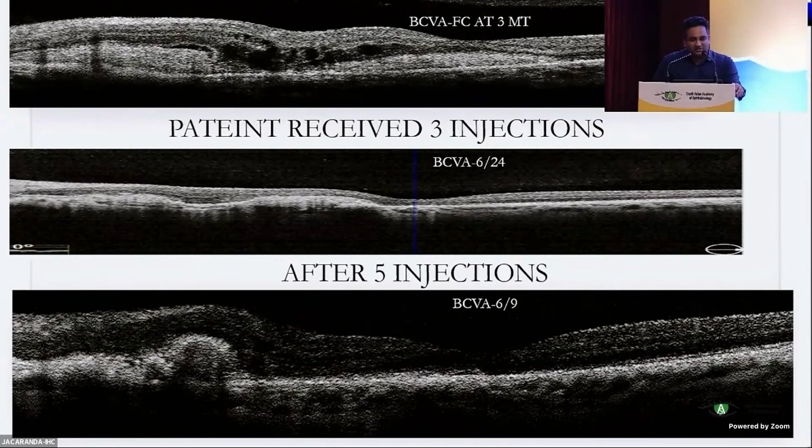Next 6 weeks, he came back. He had another bleed. We started him injections, and after 2 more injections, he has come back to 6/9. The subfoveal lesion has almost gone, but that wrap lesion is still on treatment.